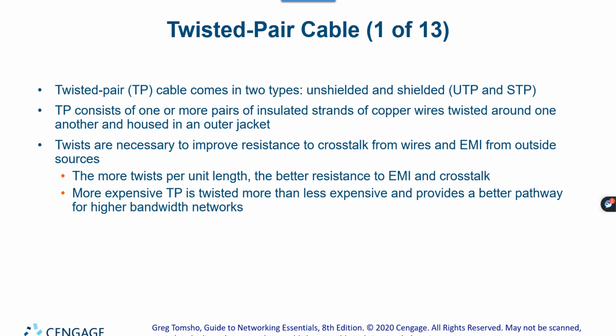Also remember that when you twist a rope or you twist a wire, it gets shorter. So cabling with more twist is more expensive because you have to have more material to make the cable. So the more expensive, the higher the category, it's twisted more, and it's better than less expensive cable. It provides a better pathway for higher bandwidth. So the more twist I have, the faster my data moves.